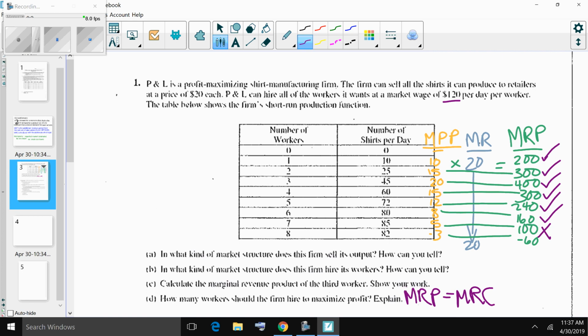Okay? So where did I stop? I'm not hiring this guy. So I will hire 6 workers. And I'm going to hire 6 workers because that is where MRP equals MRC without cost going over, with 160 is greater than or equal to 120. But at 7 workers, my MRC is going to be 120. My MRP is 100. That would be a bad decision. So I will stop at the 6th worker.